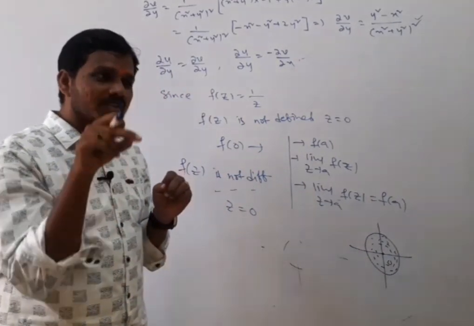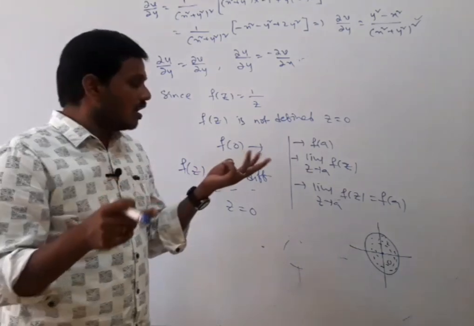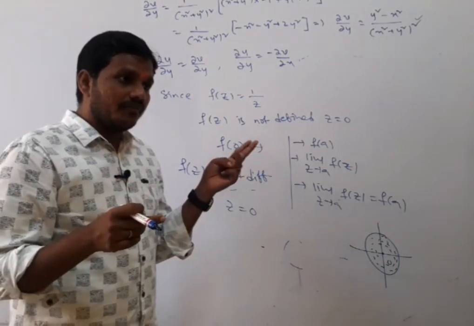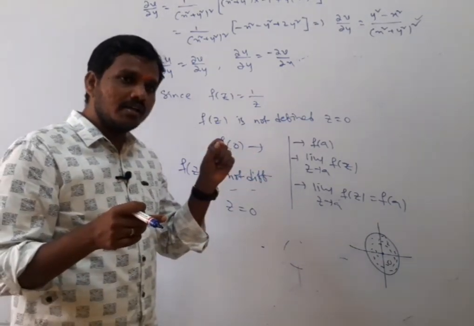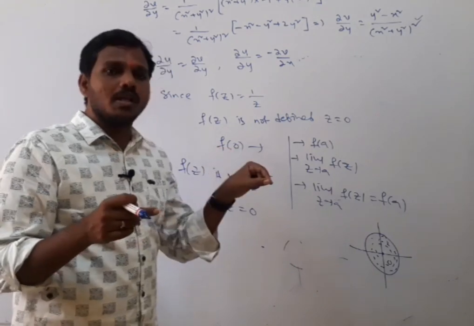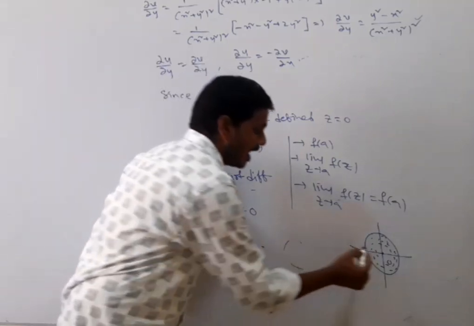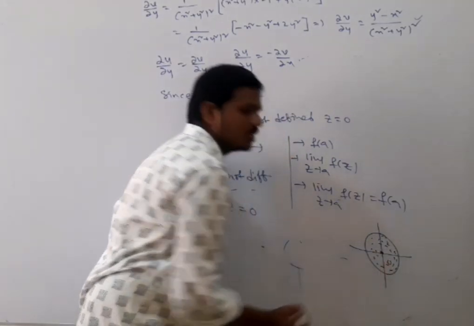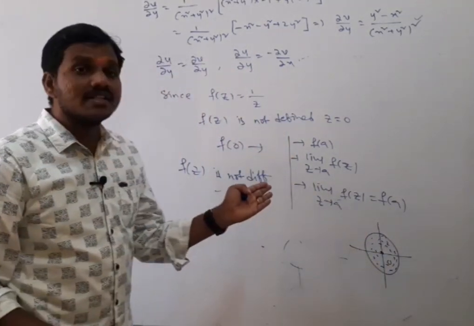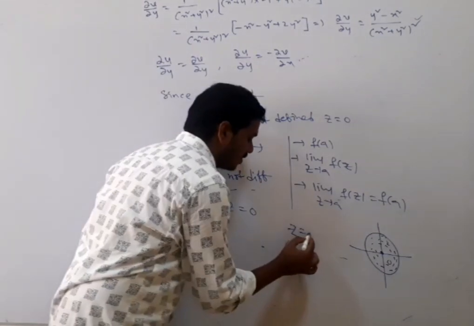But from the definition of analytic at a point, the function must be differentiable at every point in the neighborhood, including the point. Here it is differentiable at every point in the neighborhood, but excluding the 0. So we say that it is not analytic at z equals 0.